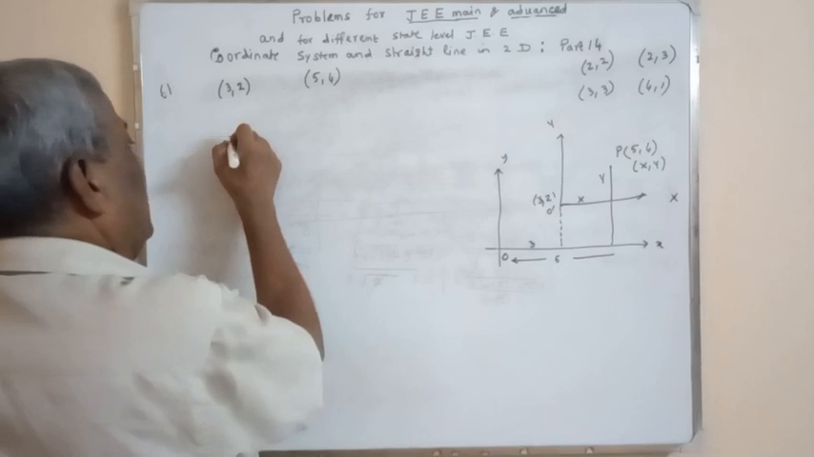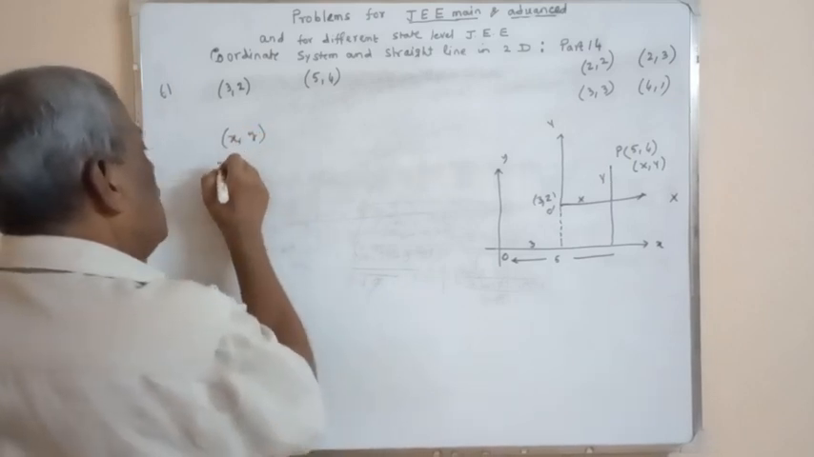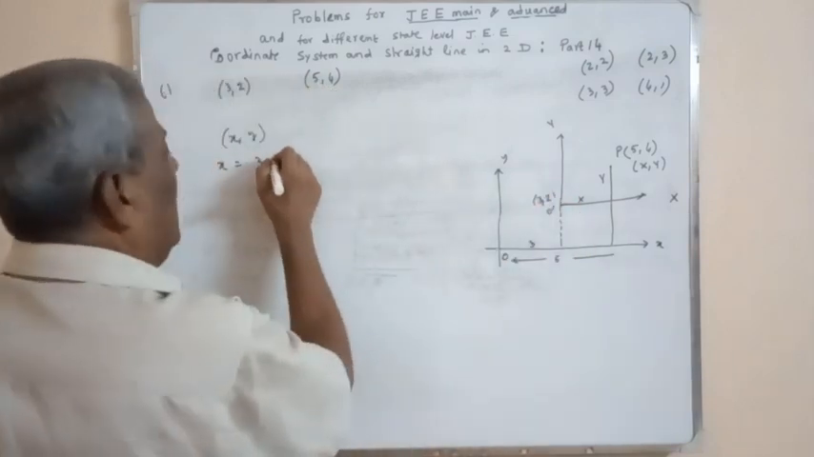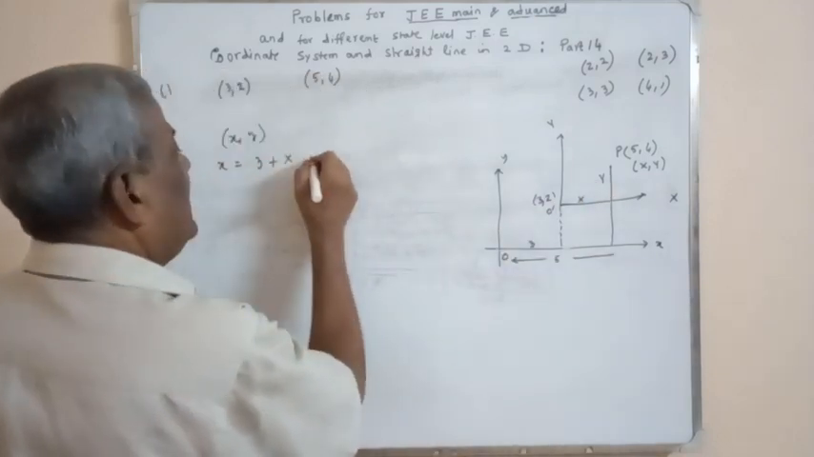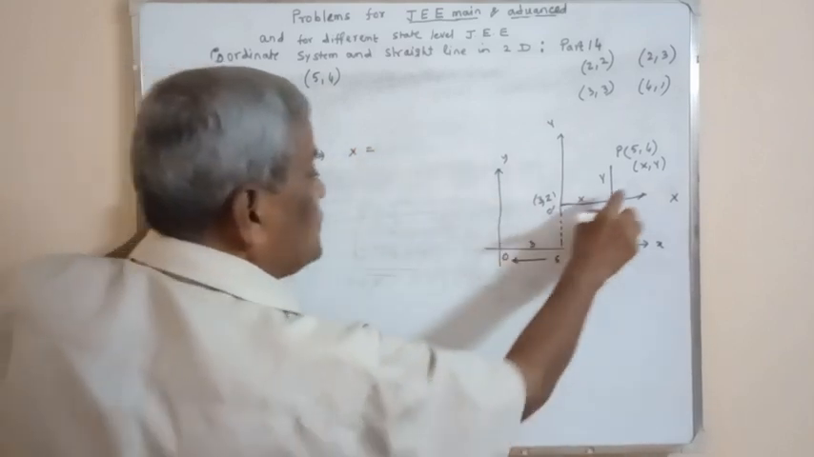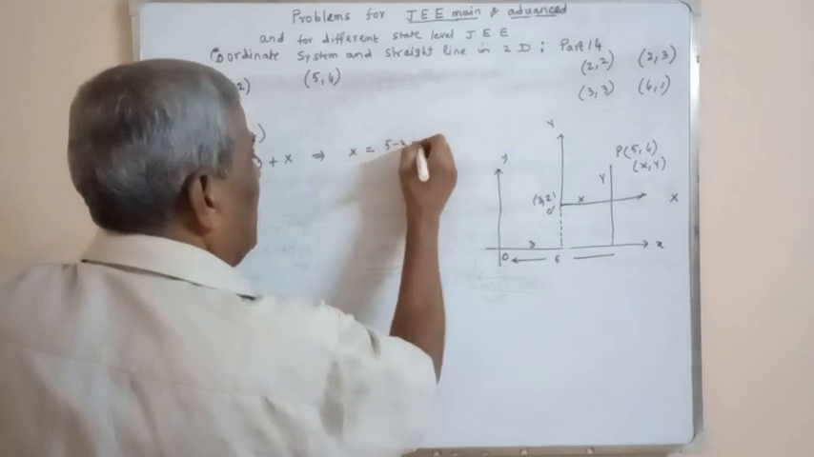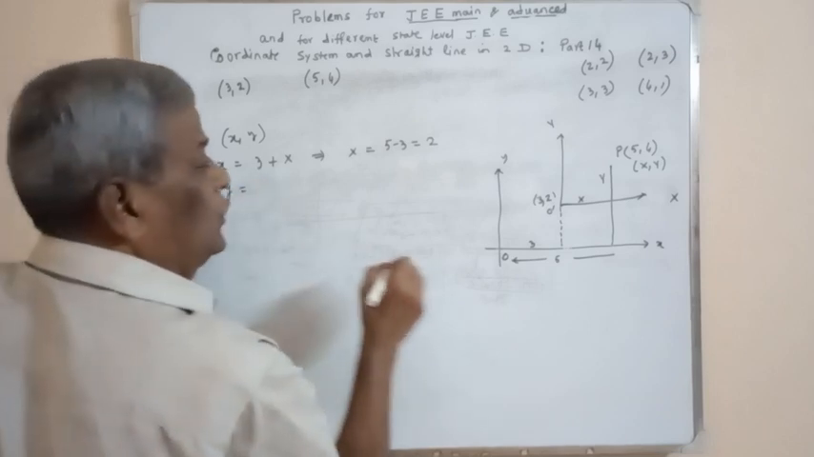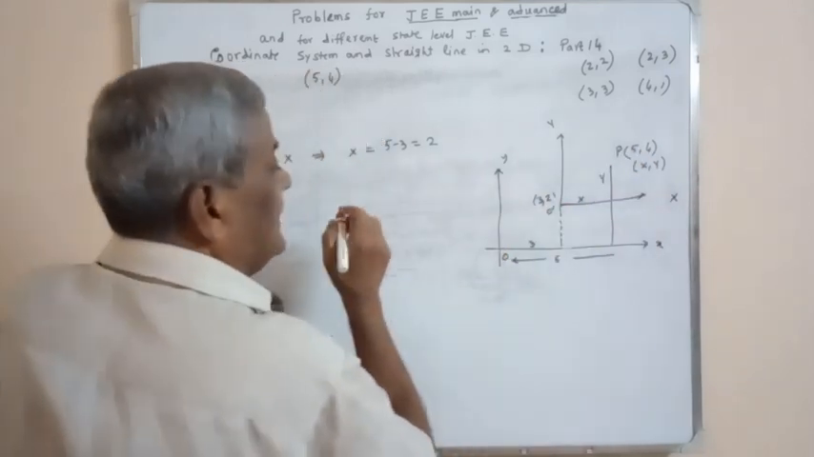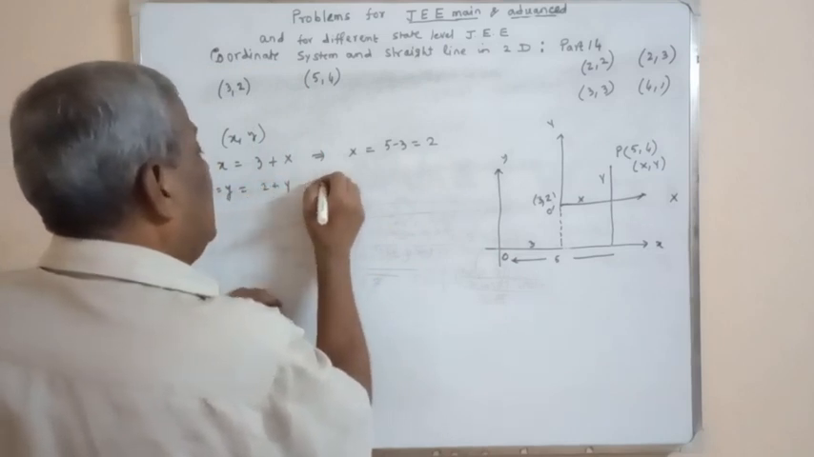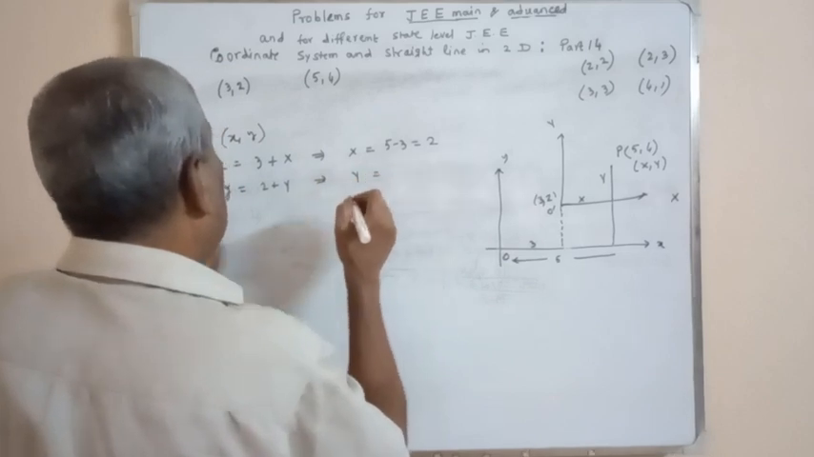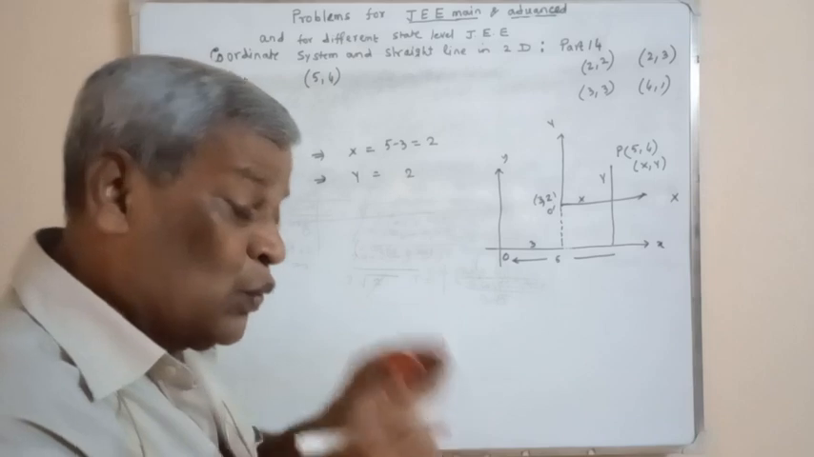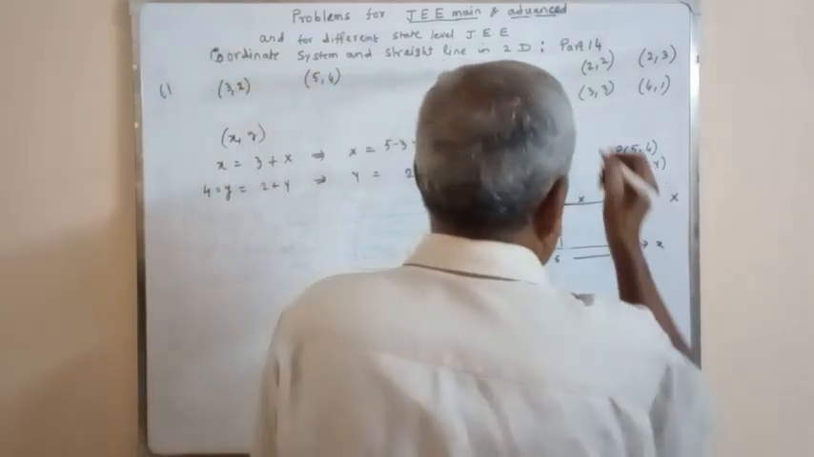So the formula is, if x and y are coordinates, then small x will be equal to the x coordinate of the new origin, 3, plus capital X. So capital X is equal to 5 minus 3, that is 2. And y, which is 4, is equal to 2 plus capital Y, gives capital Y is equal to 4 minus 2, that is 2. So 2, 2 is the answer for the point with respect to the new axis system. So option A is correct.